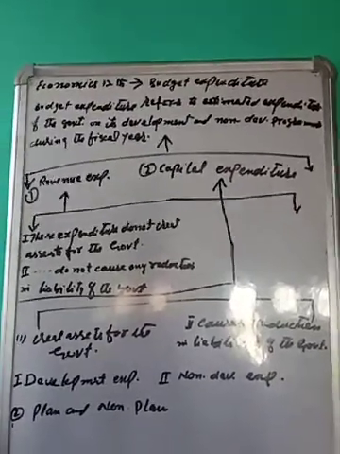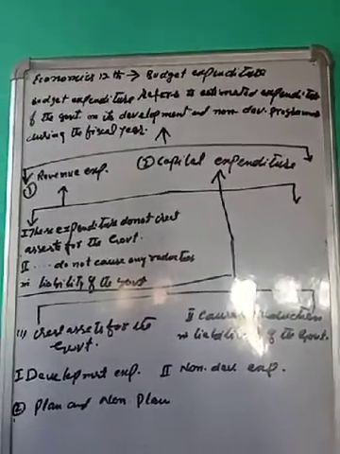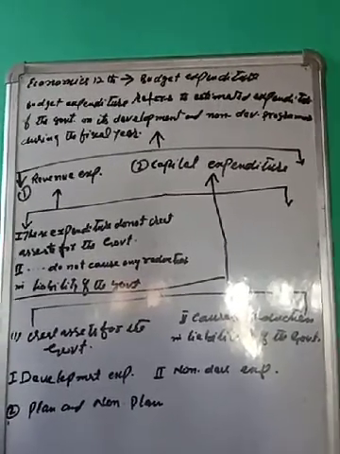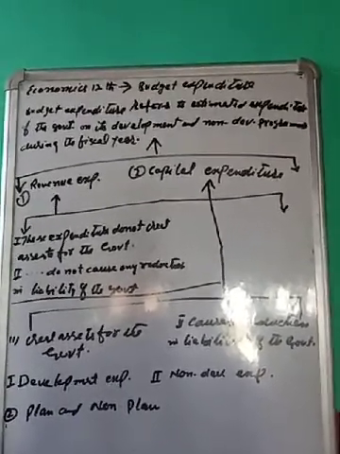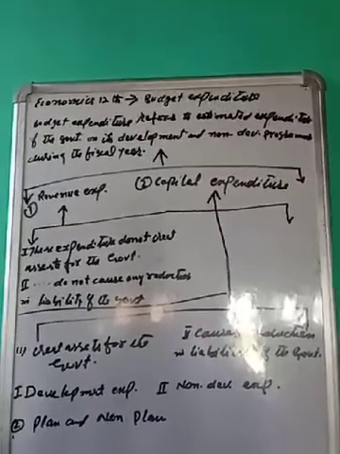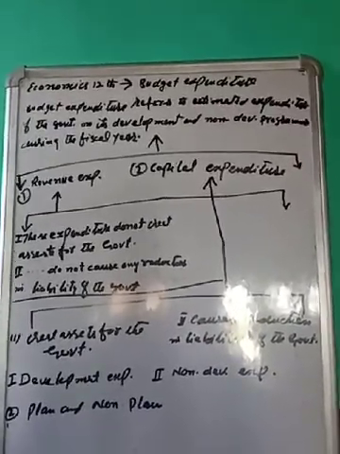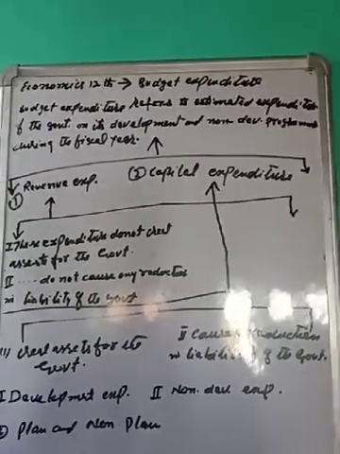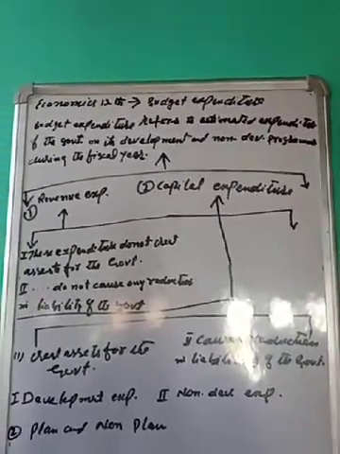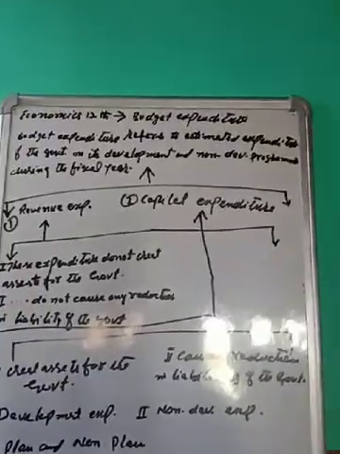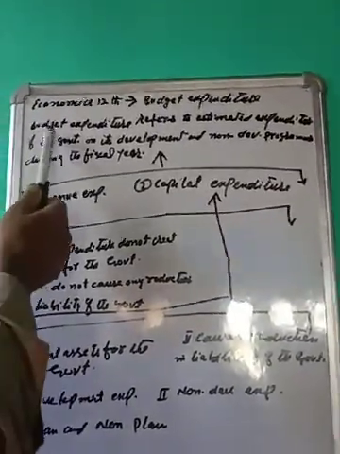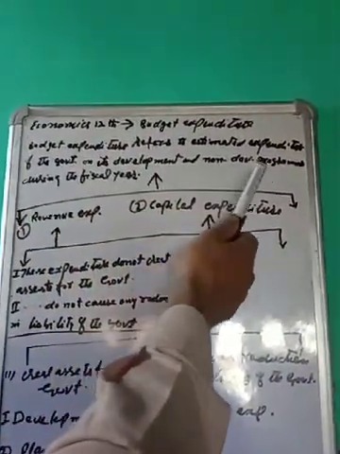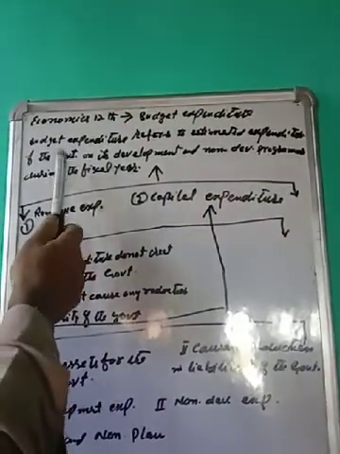Dear students, as our topic today is government budget and the economy, and the subtopic is budget expenditure. First of all, we must know what is meant by budget expenditure. Budget expenditure refers to the estimated expenditure of the government.